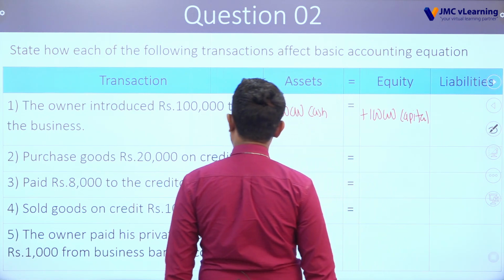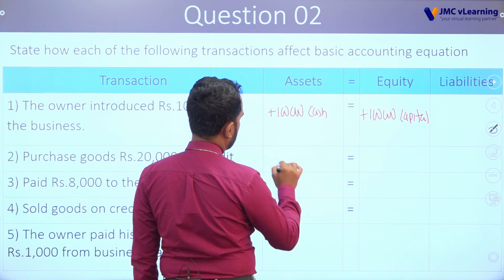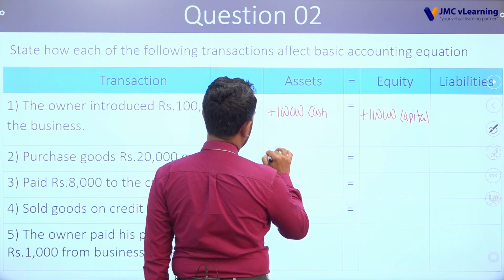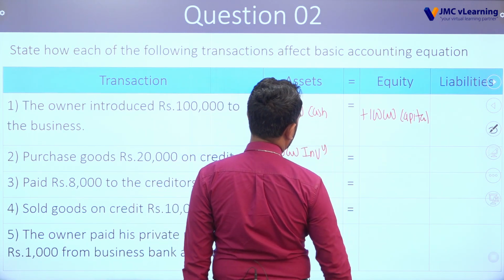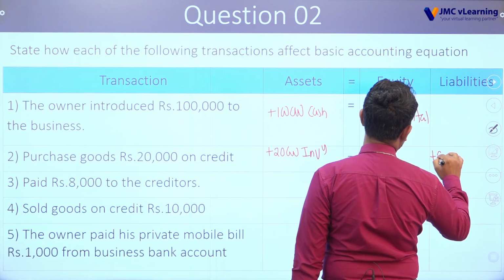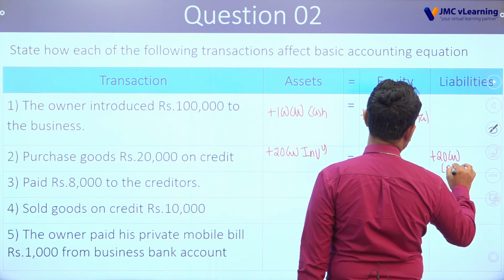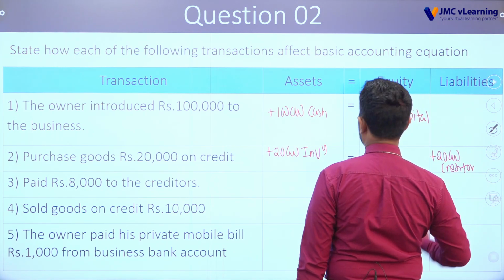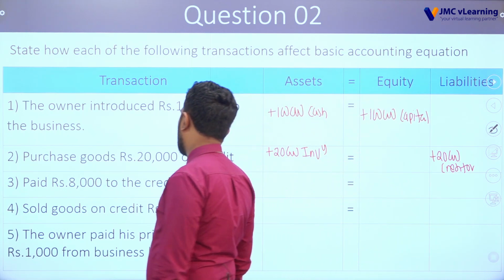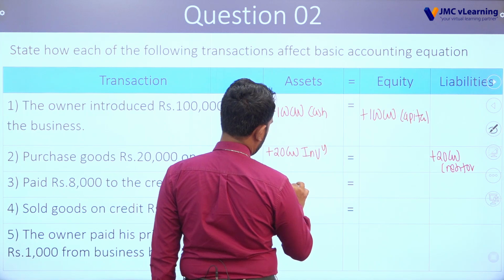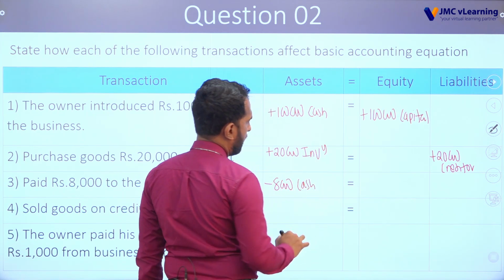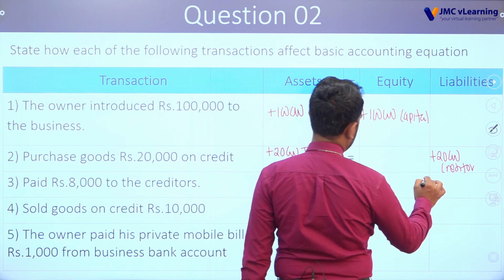Purchase goods 20,000 on credit. When you are purchasing items on credit, one side your inventory will increase. Since you are purchasing on credit, the creditor's liability will increase. Paid rupees 8,000 to the creditor. When you are making the payments, cash will come down and the creditor's balance will come down.